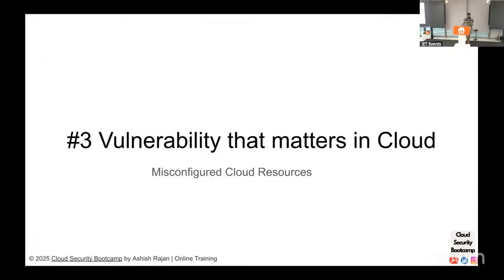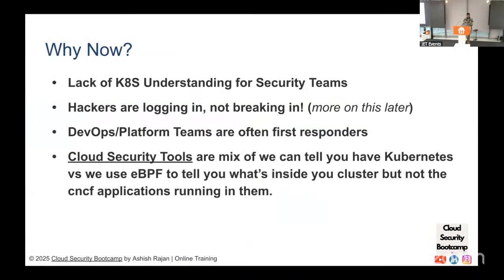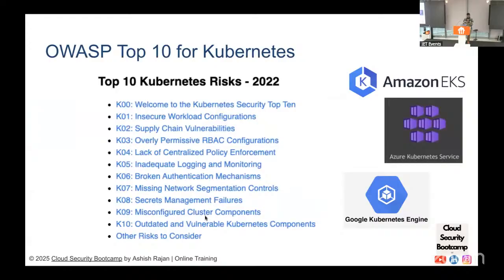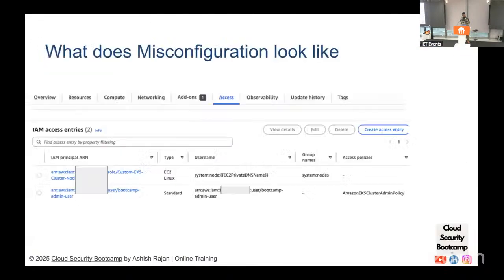But if you go back to the top 10, you'll notice some of these are there, but they're not called out the same. So misconfigured cluster is K09, but that's the cluster component rather than the cloud component. Insecure workload configuration, K01, is kind of the same as well. There is an overlap, but technically it's different depending on what cloud you're working with. So, okay.